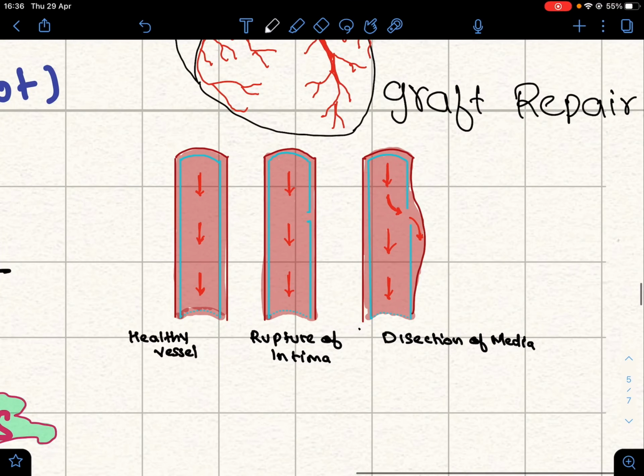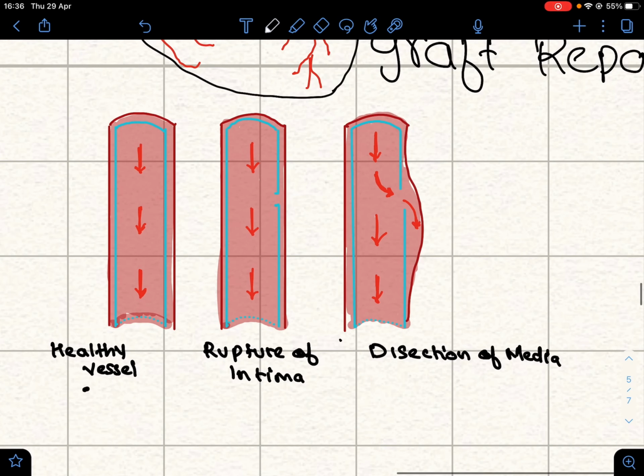There can be dissection of the aorta. In a healthy vessel, the jet of blood passes straight, but sometimes due to this abnormality there can be rupture of the intima, resulting in dissection of the media.